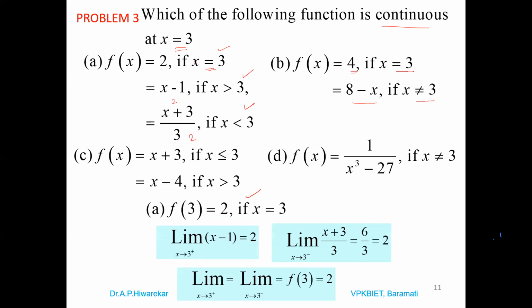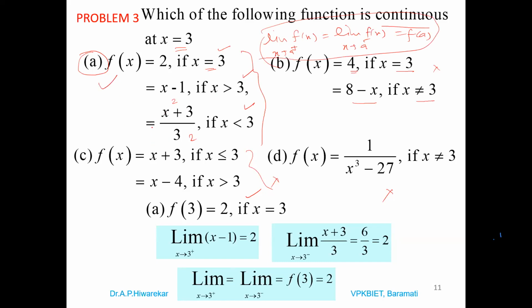So the function is continuous when x is 3. So option A is correct. You can go for the others also, but just by observation you can see that this is a suitable option. If you have enough time, you can check that this is not continuous, this is not continuous, this is also not continuous. You can verify the condition: the limit of f(x) as x tends to a from the right is equal to the limit as x tends to a from the left is equal to the value of the function at a, and a here is 3. So you will find option A is the correct option.